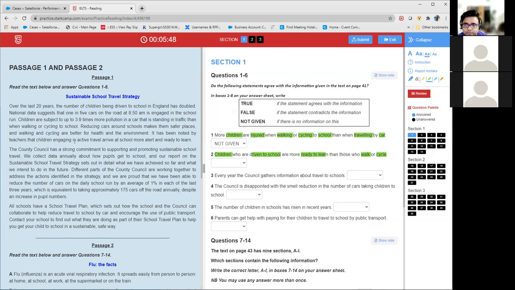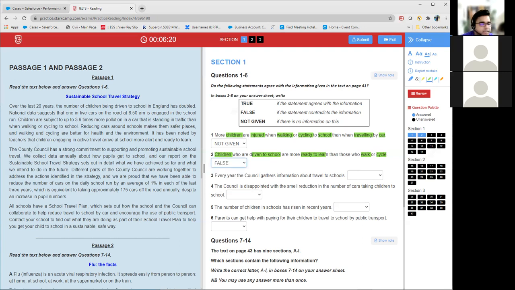But don't you think in the last line it is mentioned that they are ready to learn? It has been noted by the teachers and children, but it is not mentioned that it is for driven children. Walking or cycling, that's walking. The children engaging in active travel arrive at school more alert and ready to learn, but it doesn't talk about them being more willing to learn because they walk or cycle rather than being driven to school. Got it? So this is false.